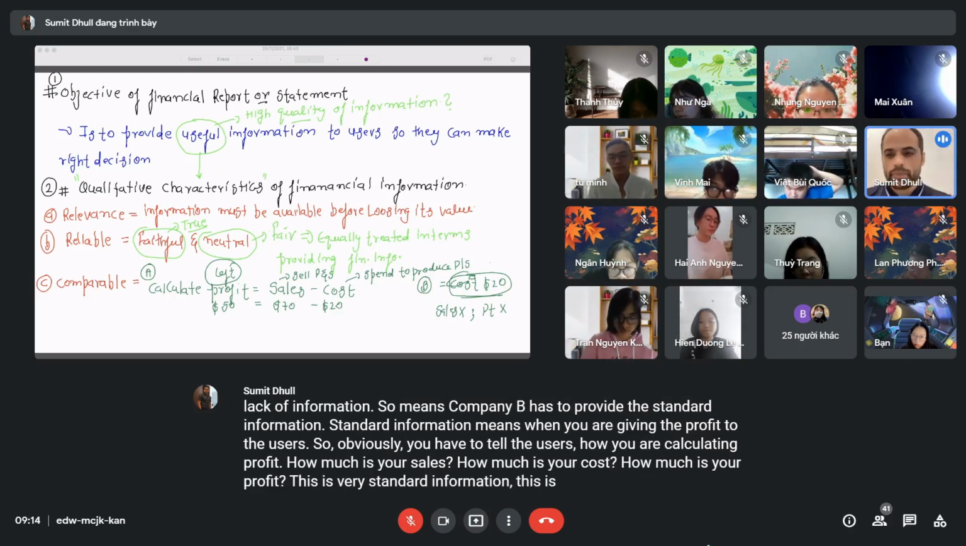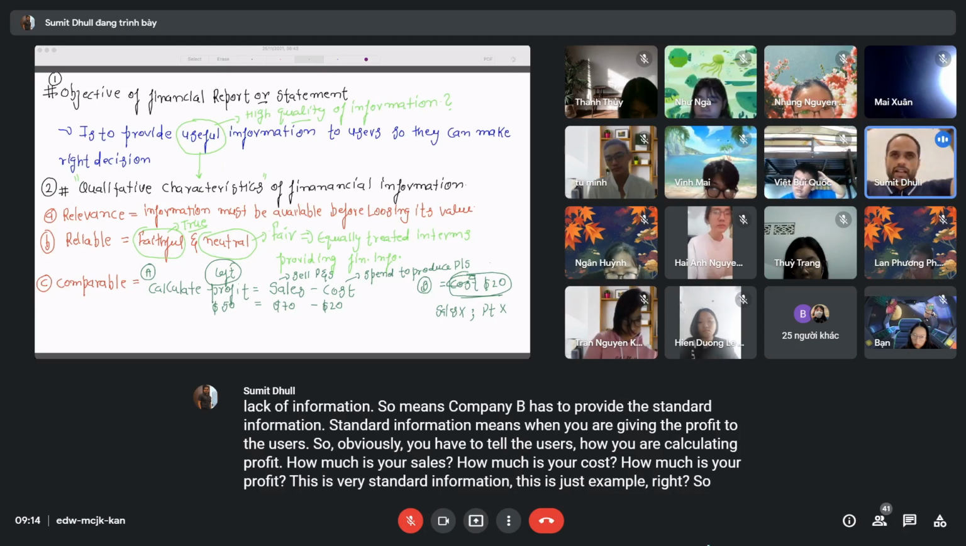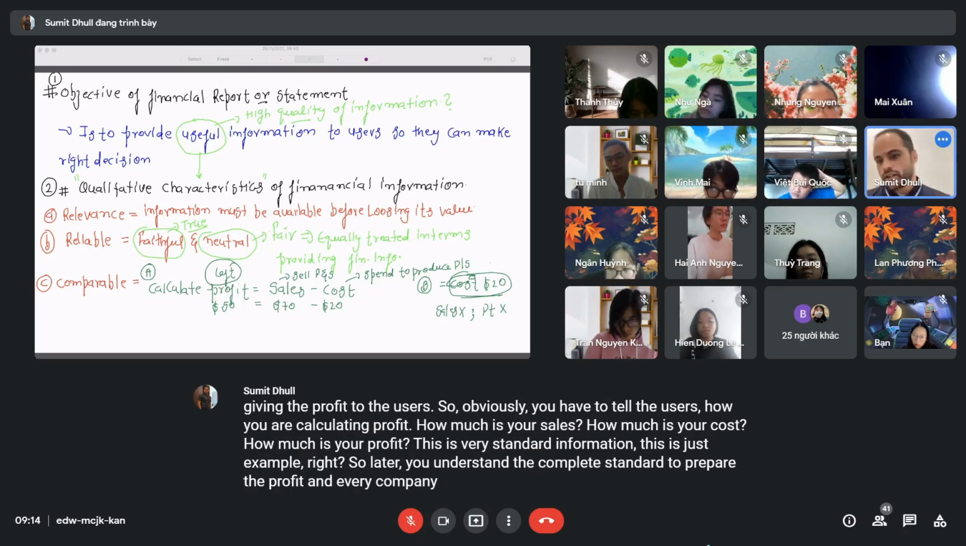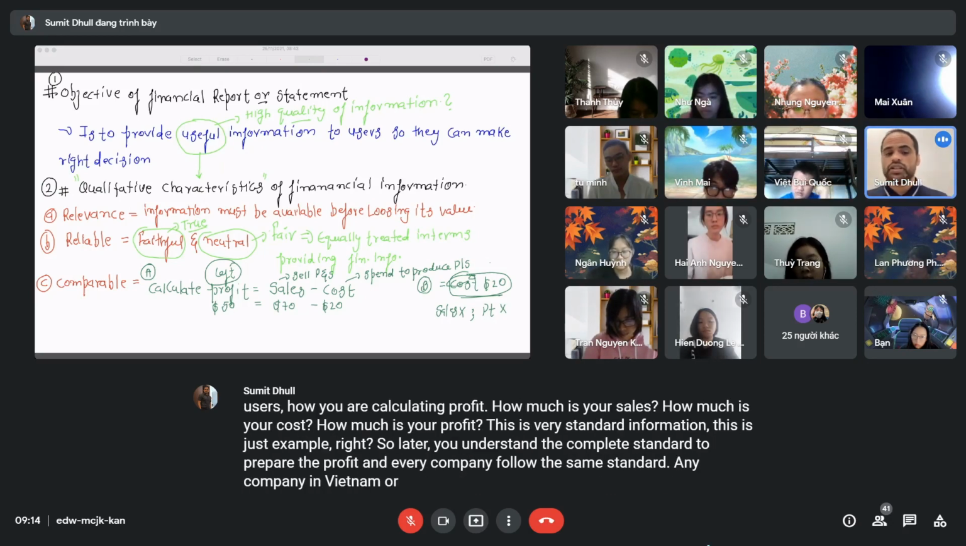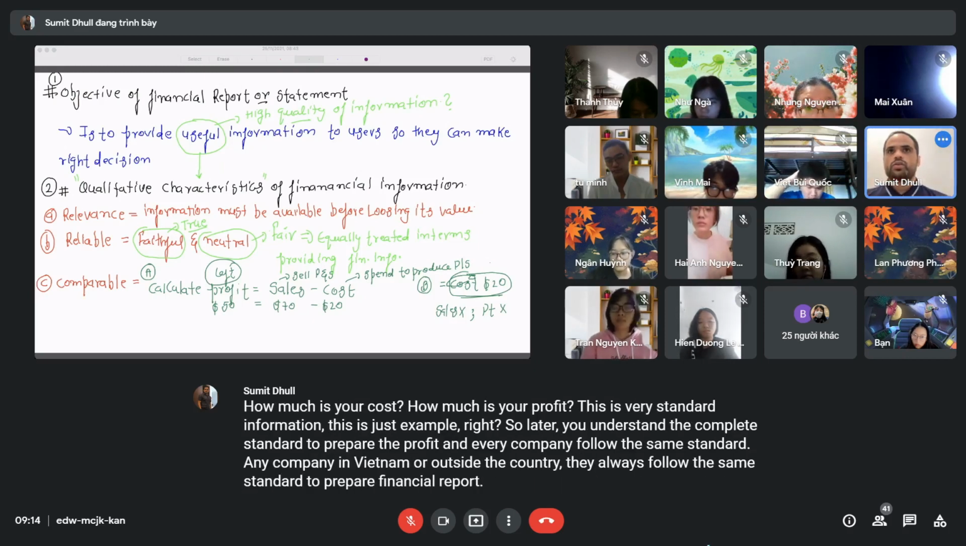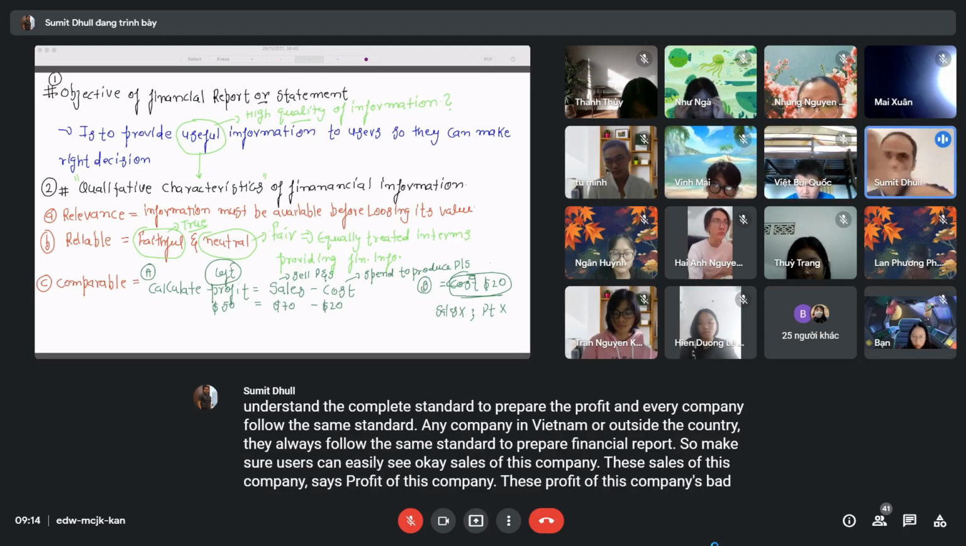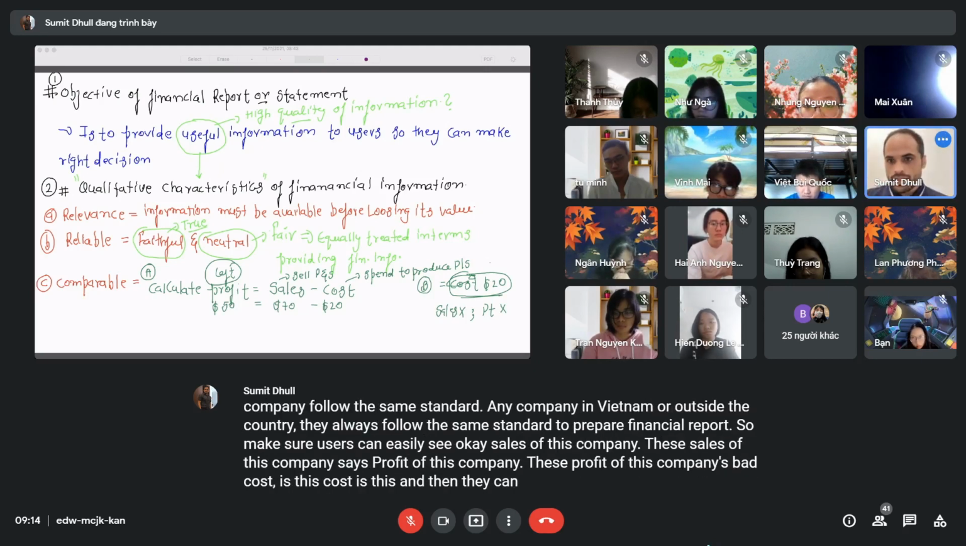This is just an example, right? So later you will understand the complete standard to prepare the profit, and every company follows the same standard. Any company in Vietnam or outside the country always follows the same standard to prepare financial reports. So users can easily see the sales of this company, the sales of that company, the profit of this company, the profit of that company, the cost, and then they can compare. That's the meaning of comparable.